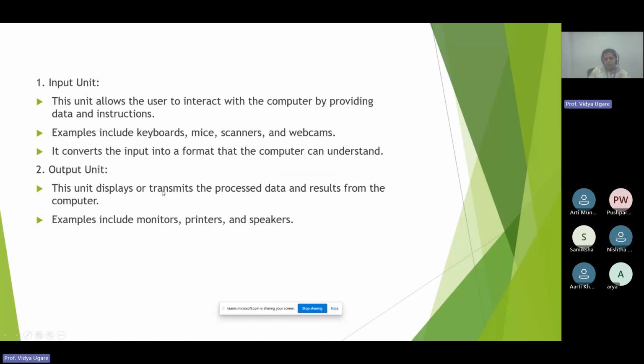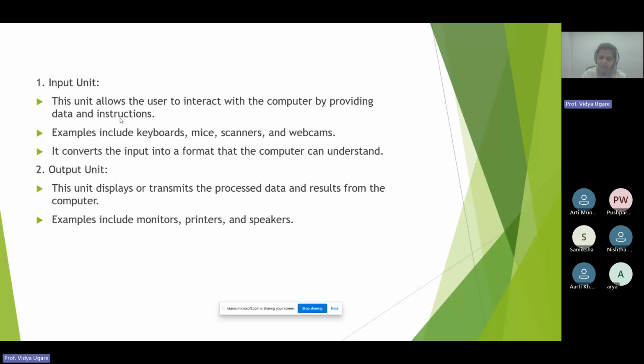So this is the basic structure of a computer. Now, the input unit is going to allow the computer to interact with the users. Users can give the requirement by providing the data and the instructions. What do you mean by data and instruction? For example, let's take a simple calculation. I want to add 10 plus 20.